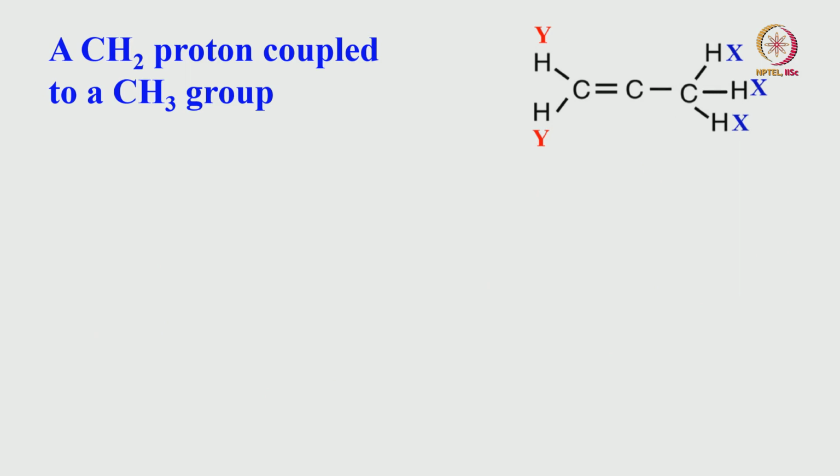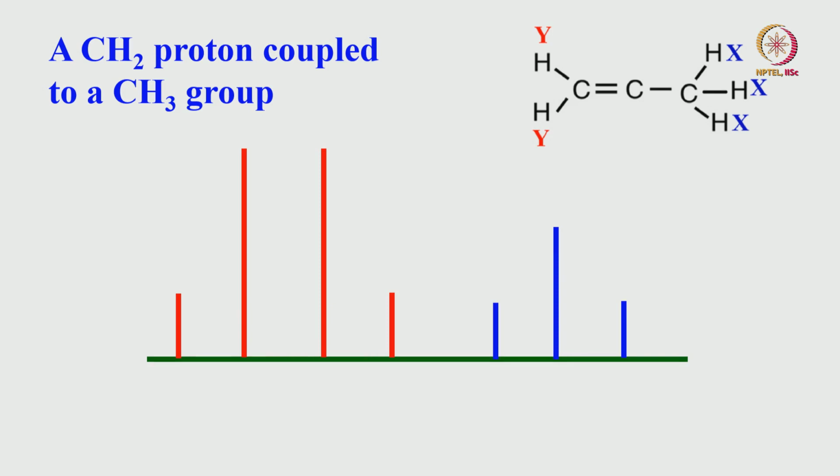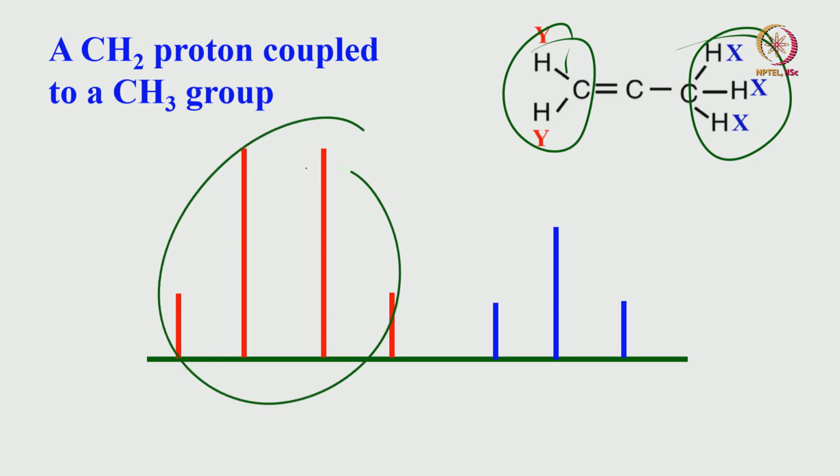We will go further. Consider a situation where we have a molecule like this, CH2 and CH3, there are 2 groups in a hypothetical molecule. You get a pattern like this. How? Very easy to understand. This CH2 will see 3 equivalent protons. Using the 2nI plus 1 rule, it will become 4 lines.